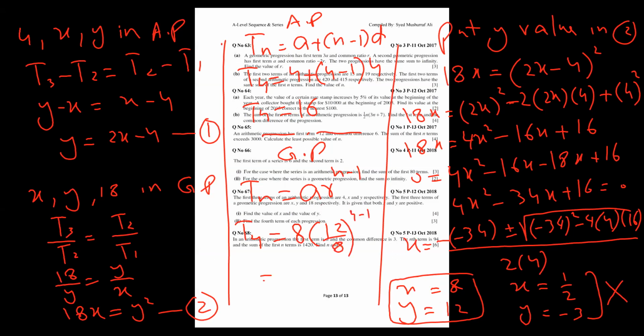We got 3. So it's just a matter of typing in the calculator: 8 times 12 divided by 8, and the power is 3. It comes to 27. So in GP, the fourth term is 27, and that's it. Question completely over.